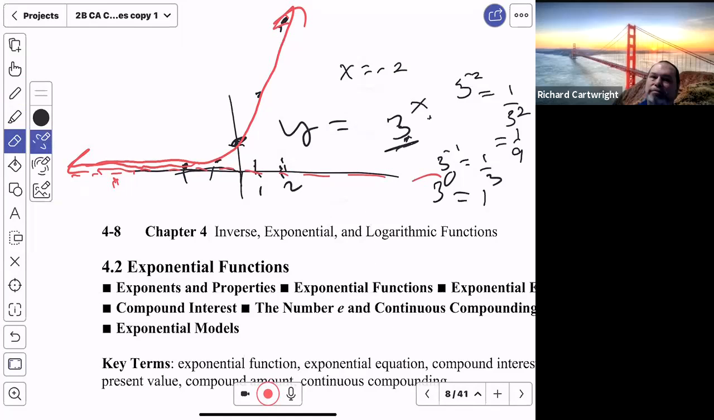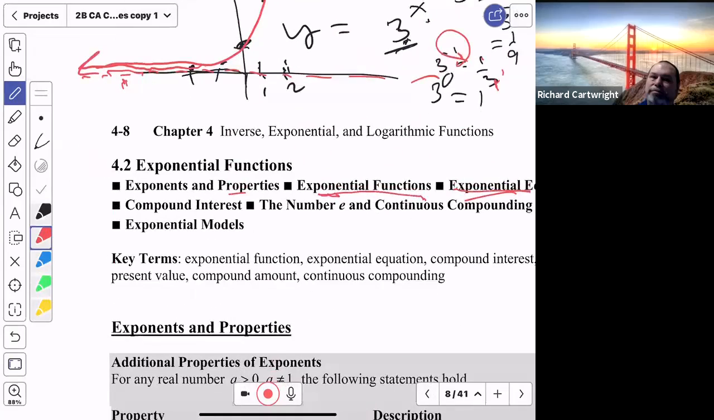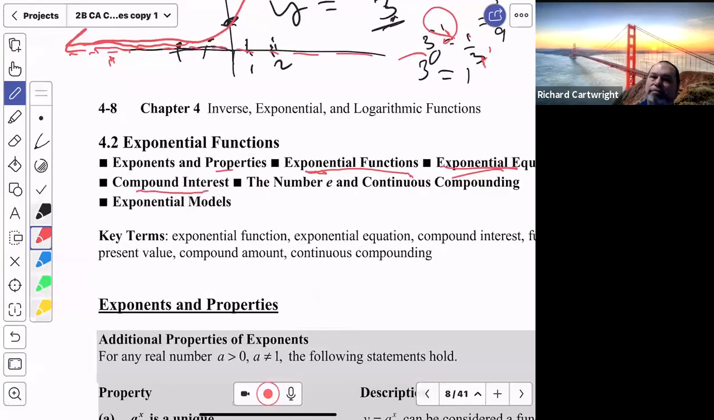In the lesson, we're going to talk about exponents and properties. I just did one of those properties: when I did the negative 1, knowing that meant 1 over 3, is a property of exponents. We're going to do a few more. Then, of course, we're going to be talking about exponential functions and graphing them. Then we're going to solve some equations that are exponential. And if we get lucky, we'll get down to compound interest, and then we'll talk about continuous compounding.